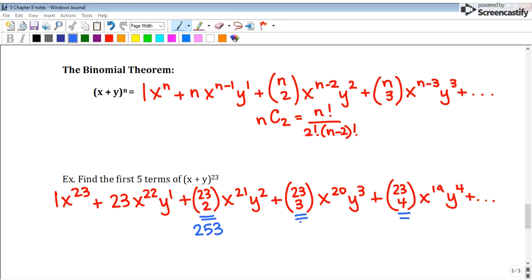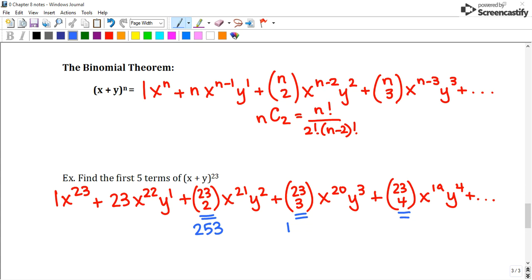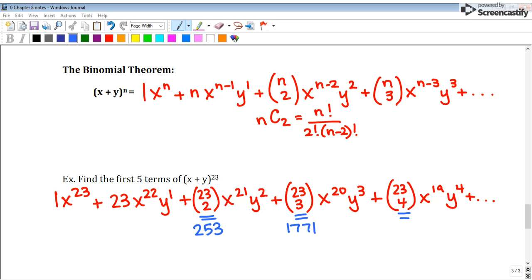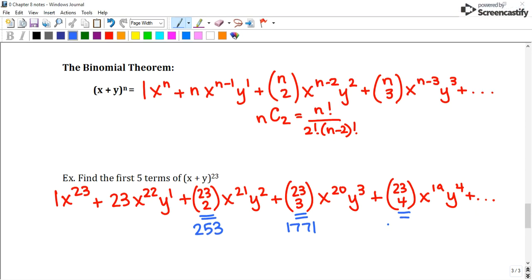Now I can move on to the next one, 23C3. So math, PRB, nCr, I need 23C3, and I get 1771. And then last but not least, 23C4. So math, PRB, nCr, 23C4, and that is 8,855. So I now have my first 5 terms.